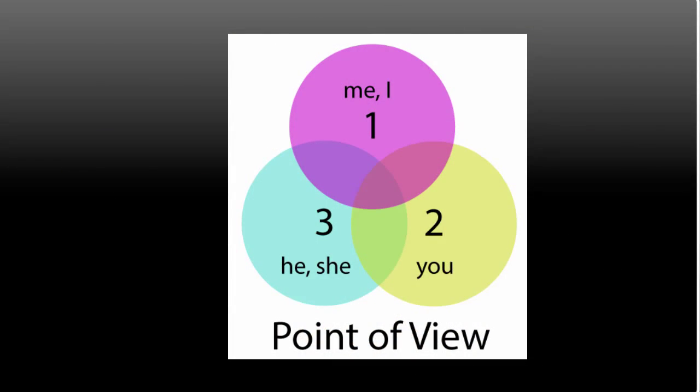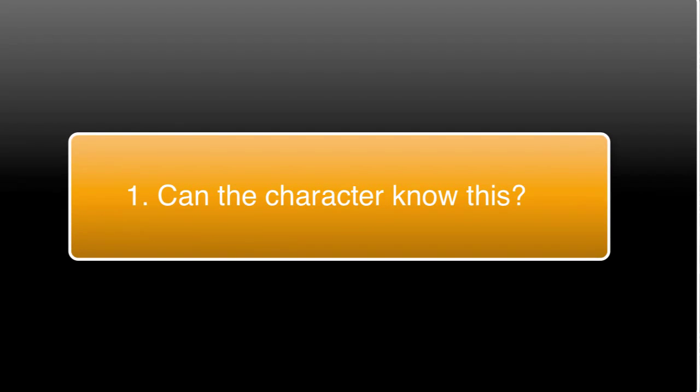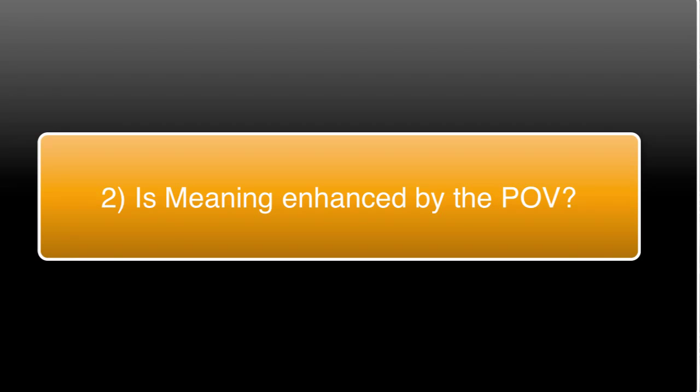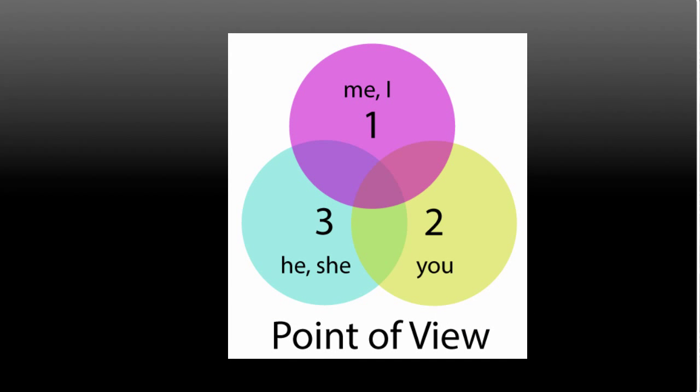And finally, how do you test that you're sticking to your chosen POV? Ask, can the character know this? And is meaning enhanced by the point of view? You want to find the voice and the person to best tell that story or that chapter or that scene.